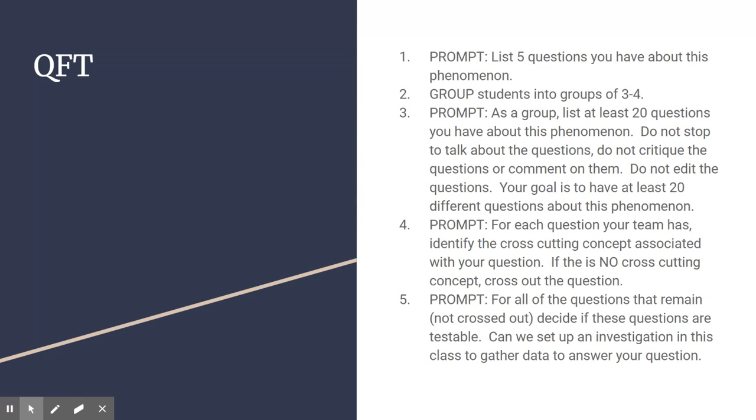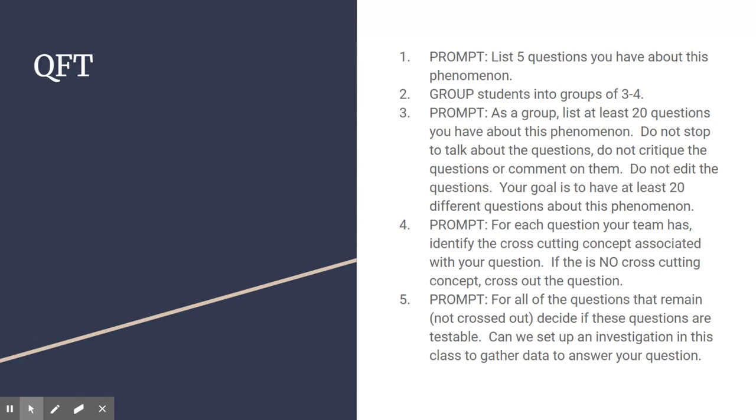Now, as a group, I'd like you to come up with 20 questions you have about this phenomenon. You've already sort of pre-thought about 5 individually, so I'm putting you together now. I'd like you to come up with 20 questions you have about this phenomenon. I do not want you to stop to think about the questions or critique the questions or to rank them in any way, comment on them in any way. I don't want you to edit them as you write them down. Your goal is to really brainstorm a list of 20 different questions as a group.